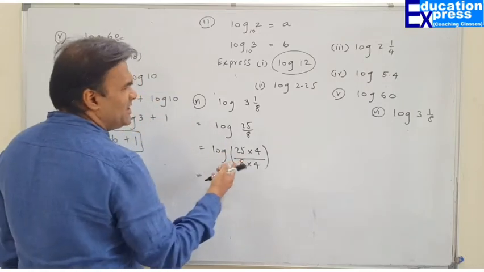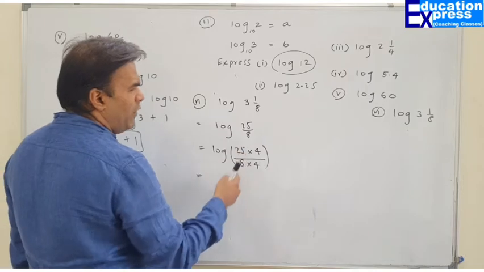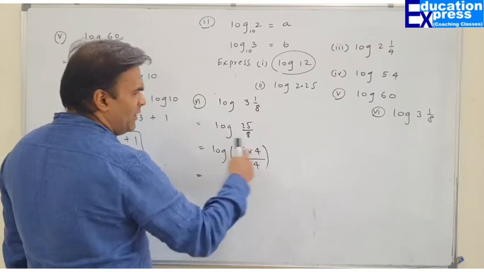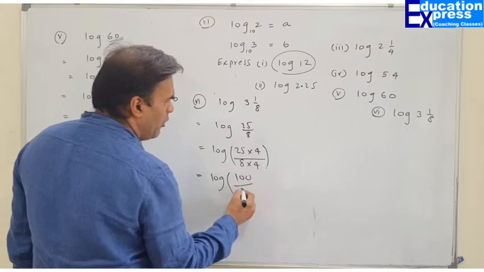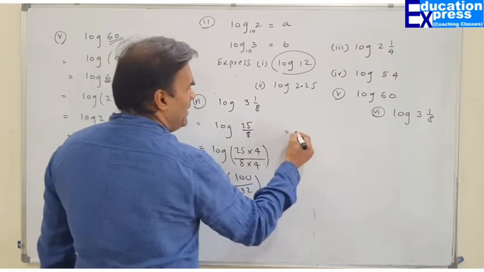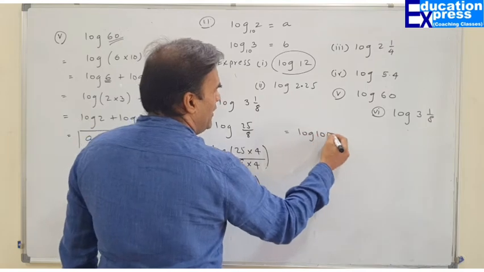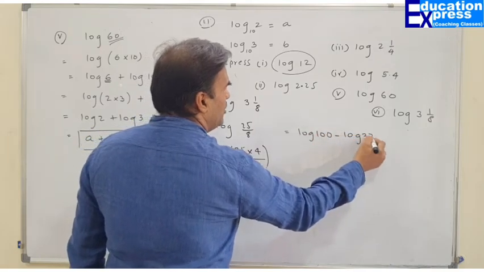Because if we do so, you only said, sir, either bring 100 or 10 anyhow. So this is the easiest way that I brought 4. Multiply 4 and divide by 4. So it becomes 100. So what it becomes, sir? Log of 100 upon 32, which means log of 100 minus log of 32.